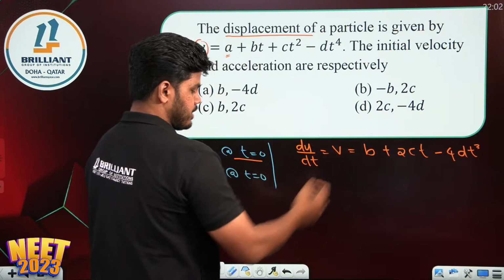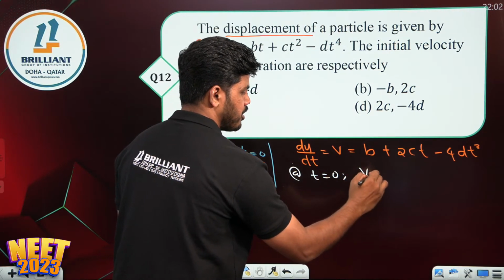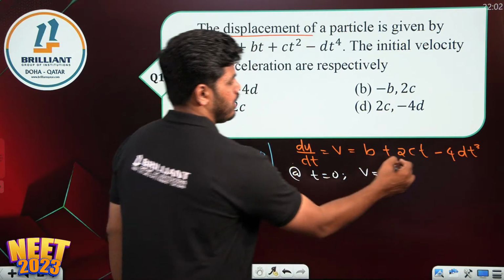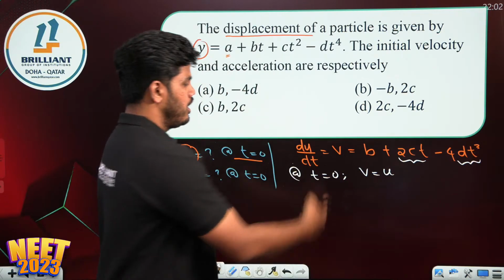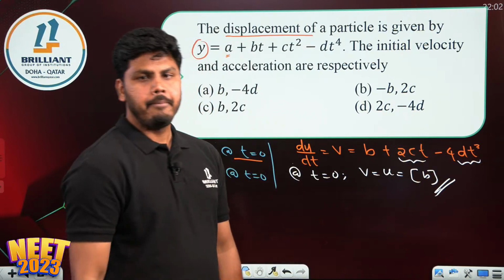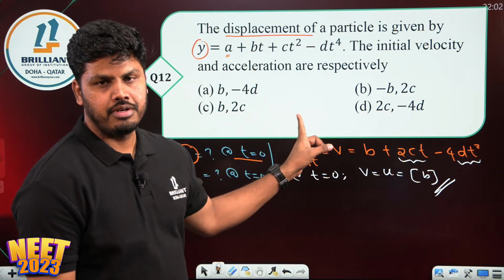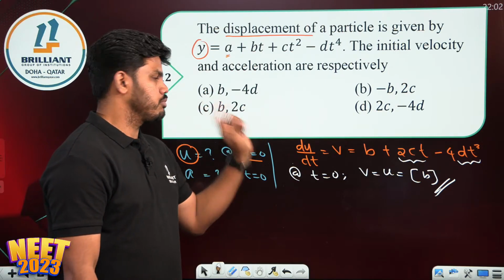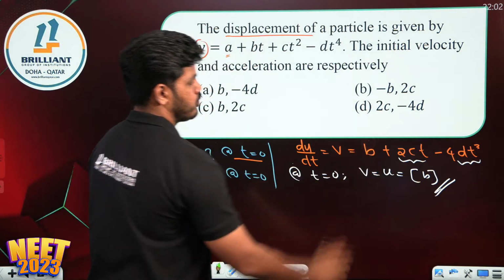Now this is the velocity expression. At time t = 0, velocity becomes the initial velocity, correct? You are asked to find the initial velocity. It's easy now. The ct term will be 0 when you substitute t = 0. The last term also will be 0. So u is going to be b, right? Your initial velocity will be b. Check the options. The option with b as the first answer is the correct one. Unfortunately, we have two options, A and C, both saying the initial velocity is b. So we have to find the second one also, the acceleration.